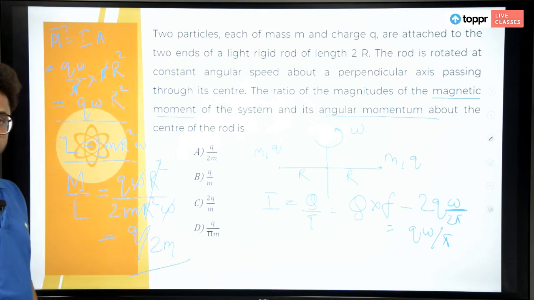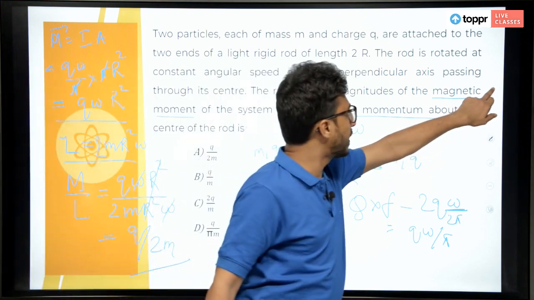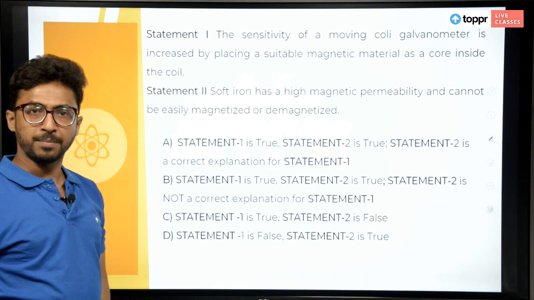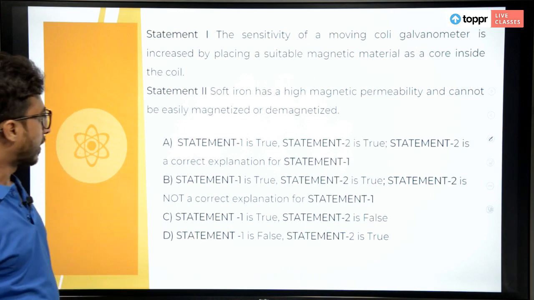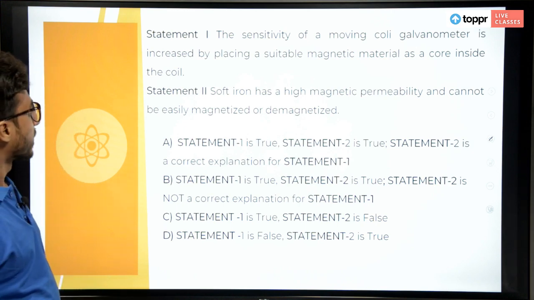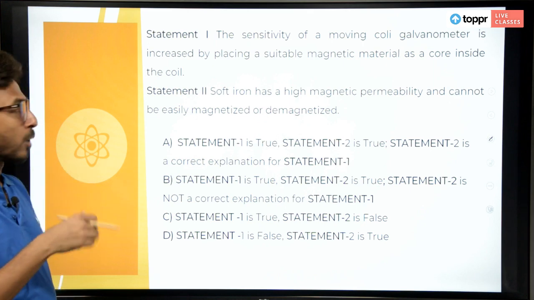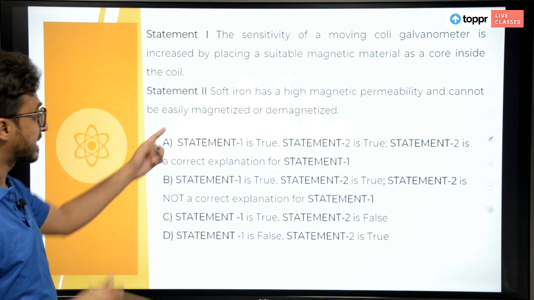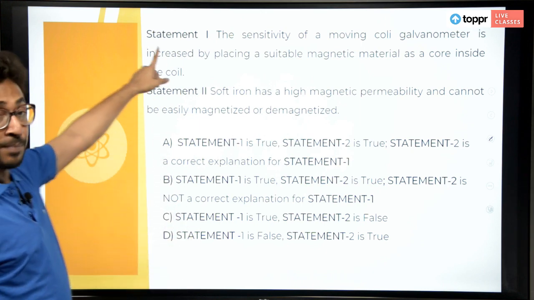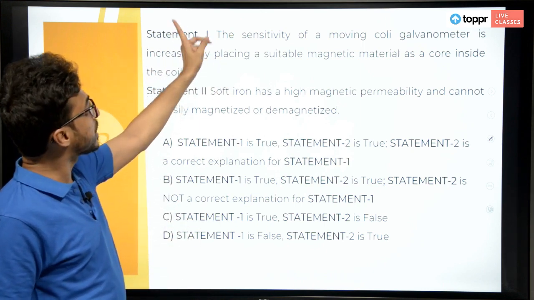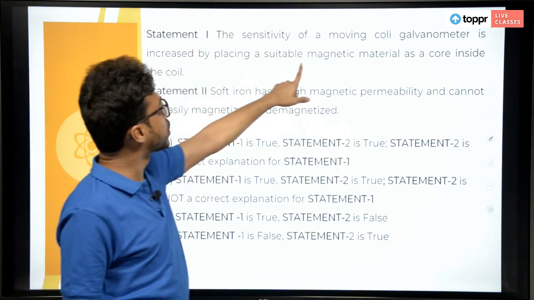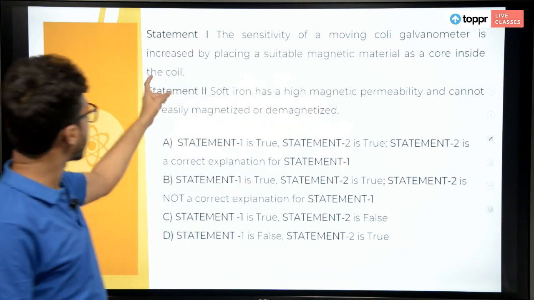Okay, fine. Our last question for today. Time is up. Just 1 minute. See, few questions you will also get on sensitivity, that is statement 1, statement 2. Statement 1 is given: the sensitivity of a moving coil galvanometer is increased by placing a suitable magnetic material as a core inside the coil.